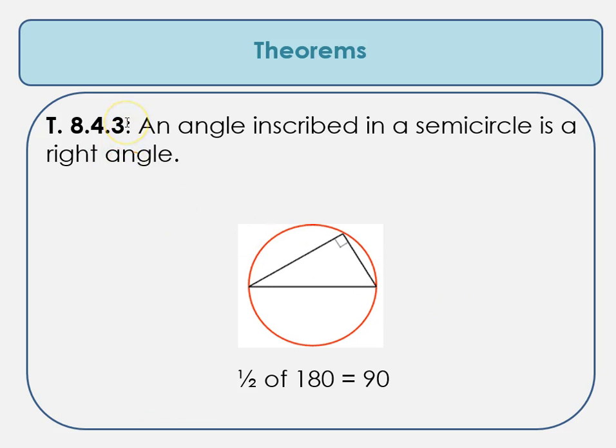Theorem 8.4.3. An angle inscribed in a semicircle is a right angle. This is what we showed on the slide, where I said it appears that there were two 90-degree angles. Well, now we see the picture of that. We have a diameter, we have a semicircle, and another semicircle, and this angle is intercepting the bottom semicircle. That semicircle is 180, so that angle would be 1/2 of 180, which is 90 degrees.